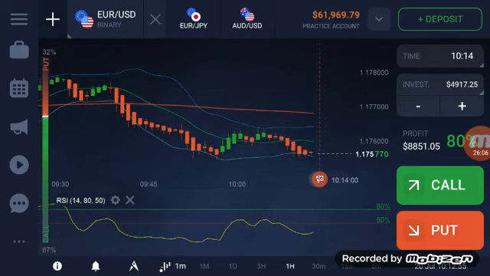Markets look dead now. This candle is so weak.